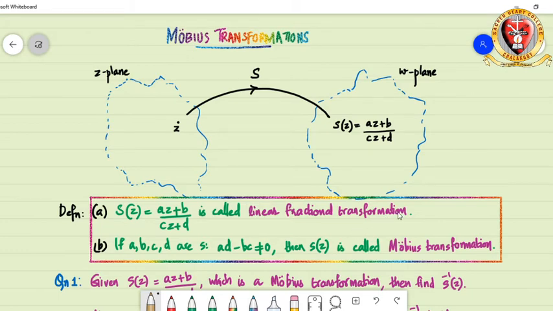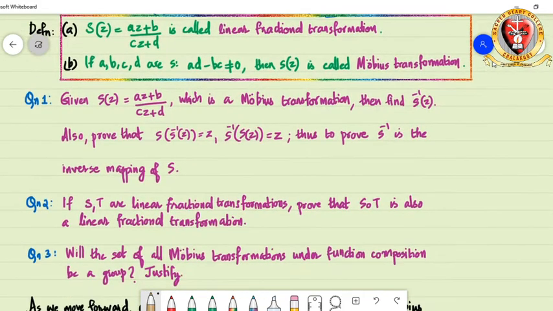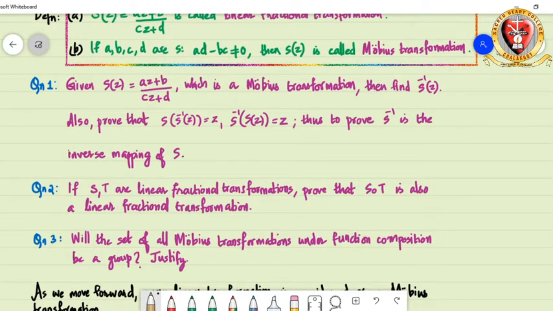Suppose we give a further condition to this linear fractional transformation: the constants involved in the function, which are a, b, c and d, are such that ad minus bc is not equal to 0. Then the map is defined as a Mobius transformation. In order to move further, we'll see some problems which will give insights into this definition.